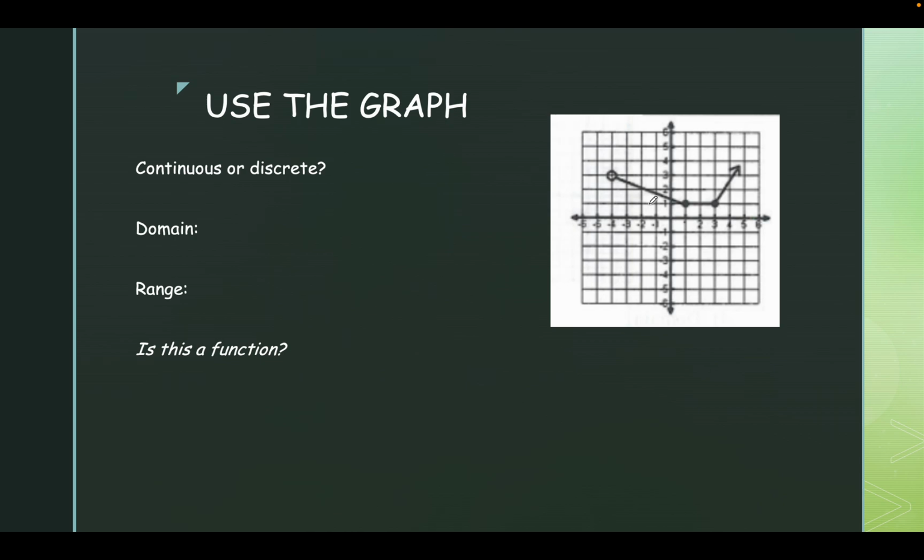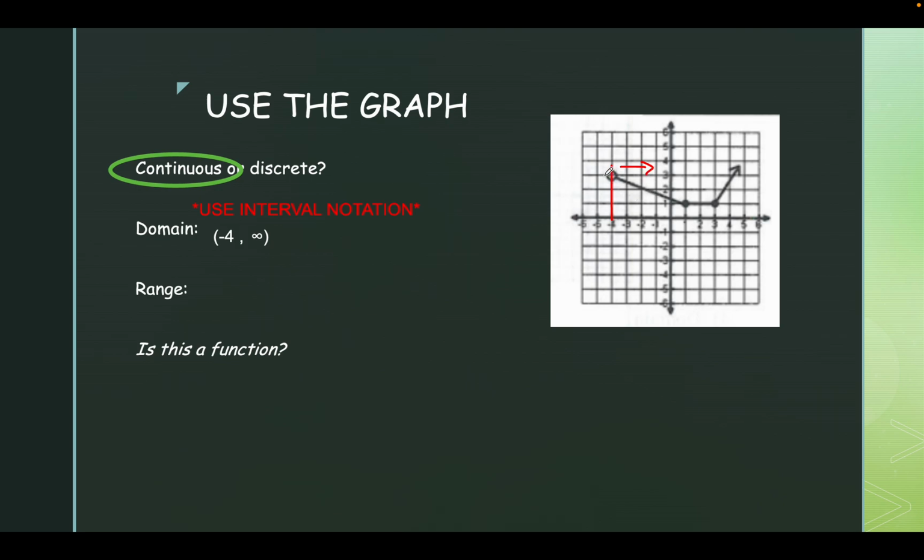Let's check this one. Is it continuous or discrete? It is continuous. For the domain, if we're using our interval notation, we look on the left. The x value here is -4. It's an open circle. Therefore, we're going to use a parenthesis. And the graph travels to the right forever. Therefore, it goes to positive infinity.